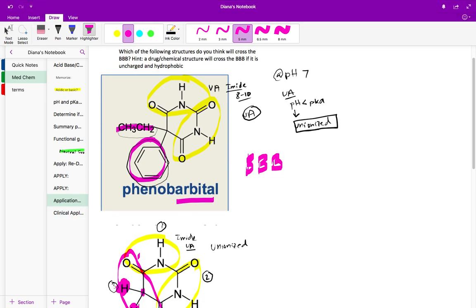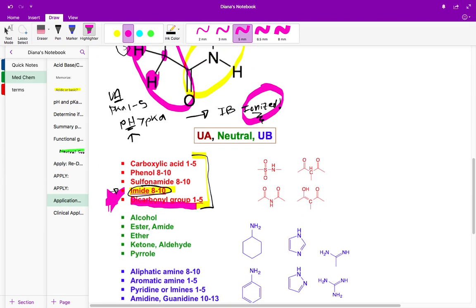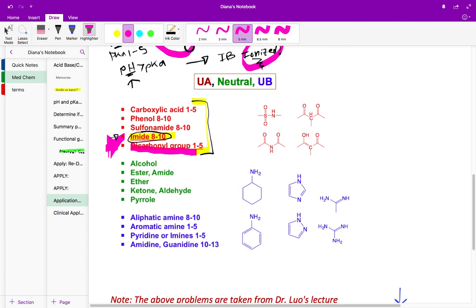Okay, and this slide, or this picture here, summarizes your acidic functional groups, your neutral functional groups, and your basic functional groups. We also have 3 separate videos on acidic functional groups, neutral functional groups, and basic functional groups that you can review. Now would be a good time to pause the video and make sure you have these memorized. Make sure you know which functional group goes into which group, and then the pKa's that are shown here.